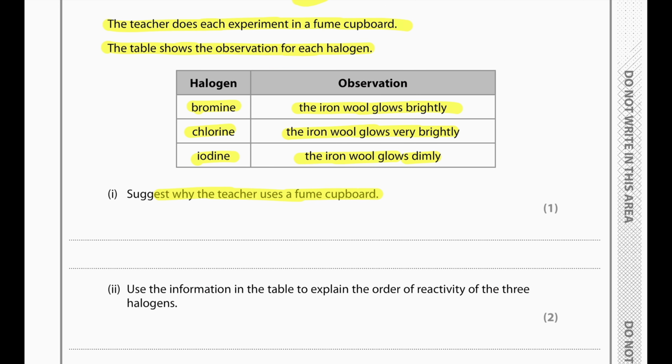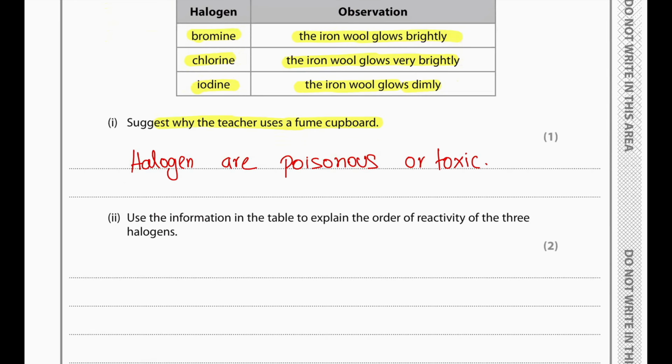Suggest why the teacher uses a fume cupboard. Halogens are poisonous and toxic. Their fumes are harmful. For example, chlorine can kill you very easily.